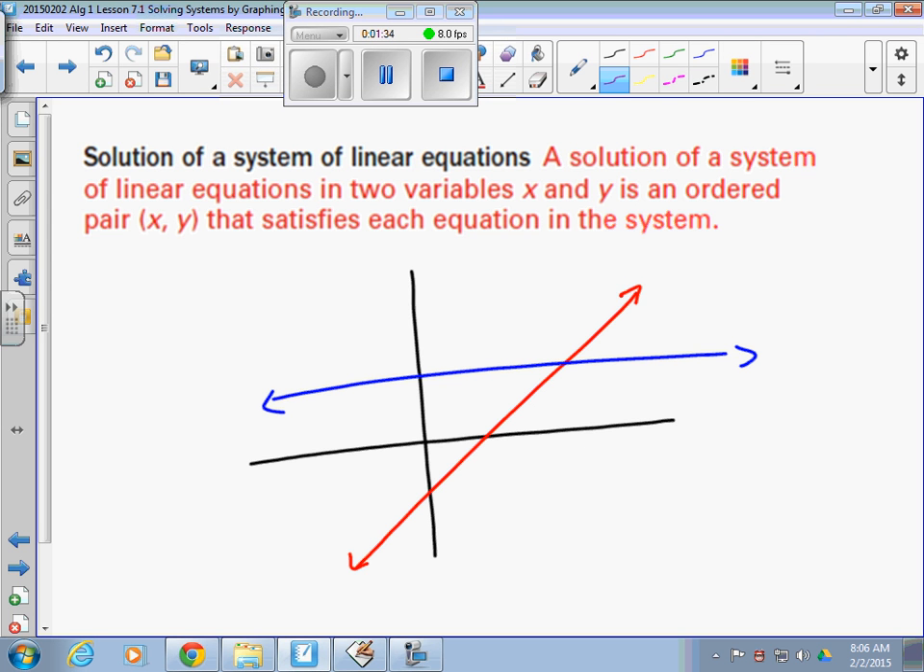The only point that'll be true for a solution, or in order to make the solution to the system, is going to be the one point where they cross, the intersection. Today we're identifying that intersection.